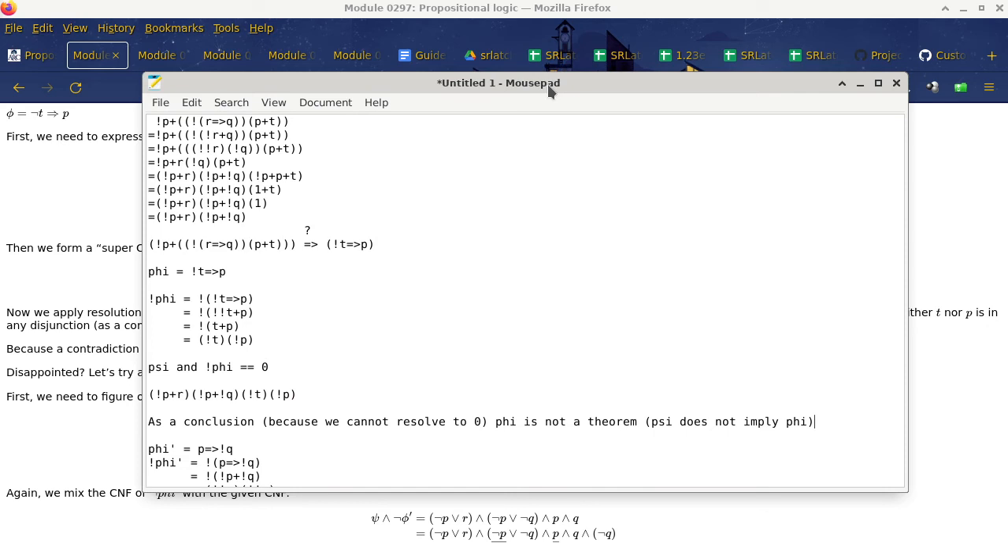Is that okay? Yep. So in order for phi to be a theorem, the CNF has to be 0 regardless of the values. It has to resolve to 0. But in this case, you can't even do one single step of resolution, let alone resolving it all the way to 0. All right. Any other questions?